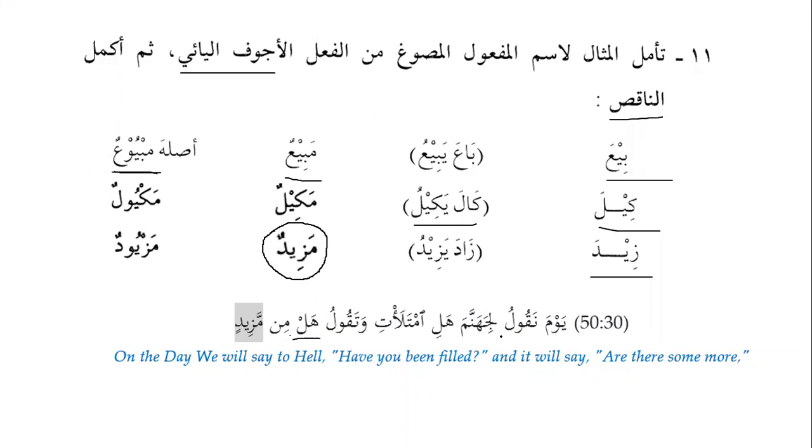So نقول refers not to her, as I said. Yeah, we need to be careful. And تقول is where جهنم is responding. Yes, excellent. So نقول refers to Allah subhanahu wa ta'ala, and تقول refers to جهنم here. So she will respond. يوم, the day, نقول لجهنم, and جهنم, as we can see here, has فتحة instead of كسرة. So that means this is also ممنوع من الصرف. لجهنم هل امتلأت وتقول, and she says هل من مزيد, are there some more.